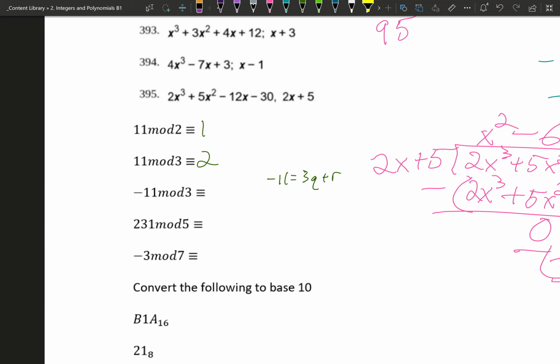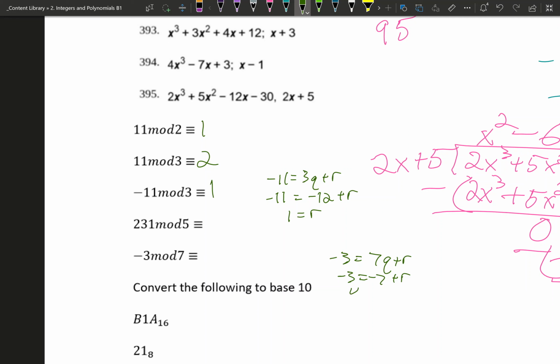And a mistake is looking at this as like, oh, well, it's negative 9, but negative 9 is greater than negative 11. So our quotient would be negative 4. That product would be negative 12. So then we'll add 12 to both sides and get our remainder of 1. That same thing is going to work over here. So we have negative 3 is equal to 7 times some quotient plus a remainder. And our multiple of 7 that's less than negative 3 is negative 7.